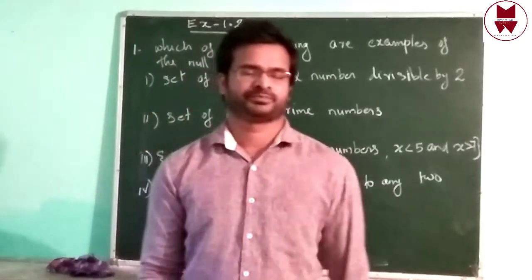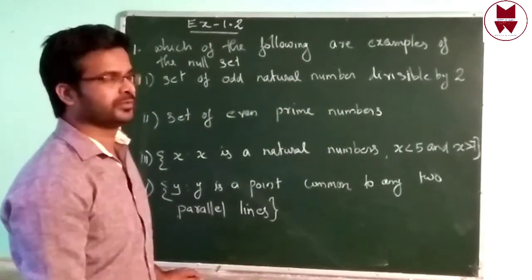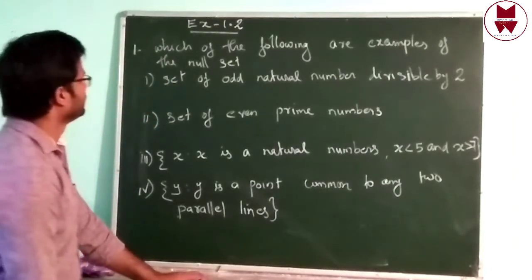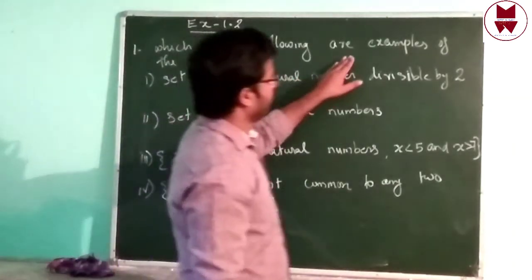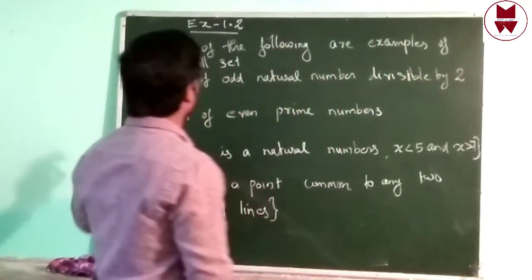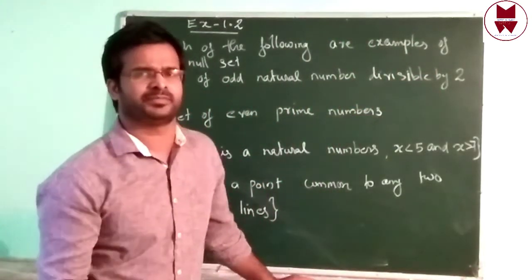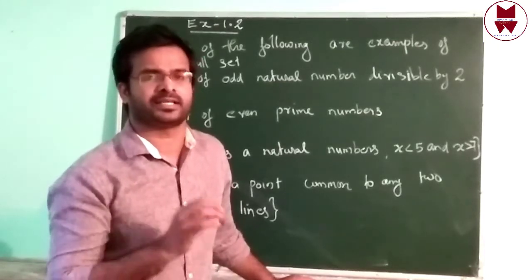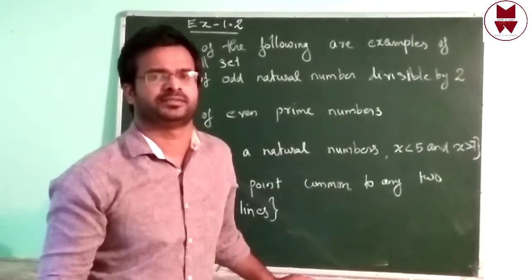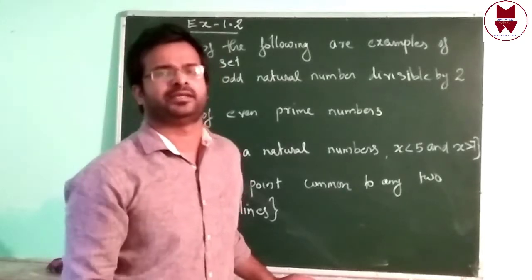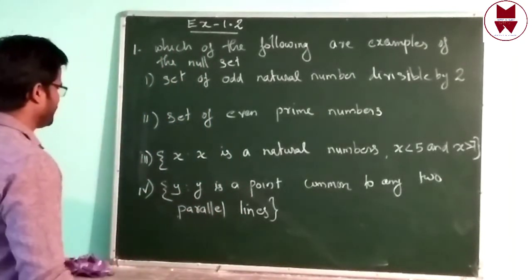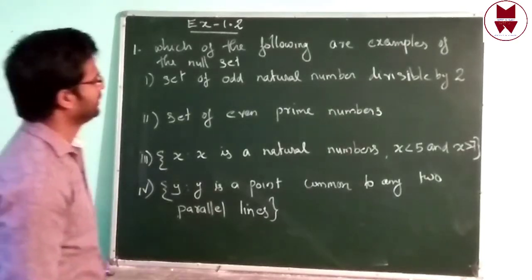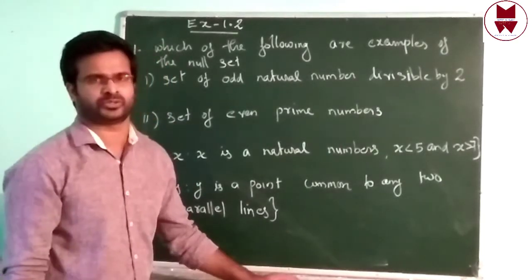Now we can see exercise 1.2, question number 1. Which of the following are examples of null set? What is null set? Null set means empty set, a set which does not contain any element. That type of set is known as null set or empty set. Here four different sets are given. We have to check whether these sets are empty or not.